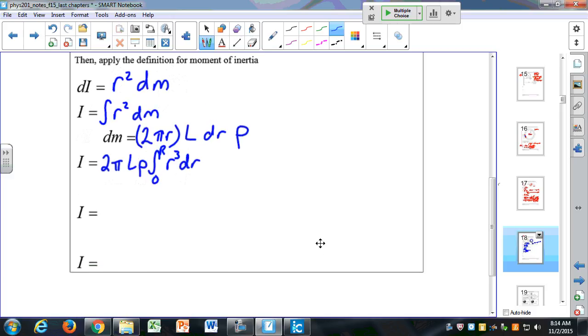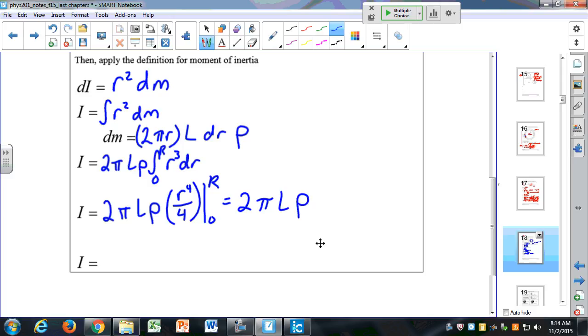The integral of this is 2 pi L rho, what's it going to be? R to the what? Right, R to the 4th over 4. I evaluate that from 0 to R, and I get my expression, which is going to be 2 pi L rho R to the 4th over 4.